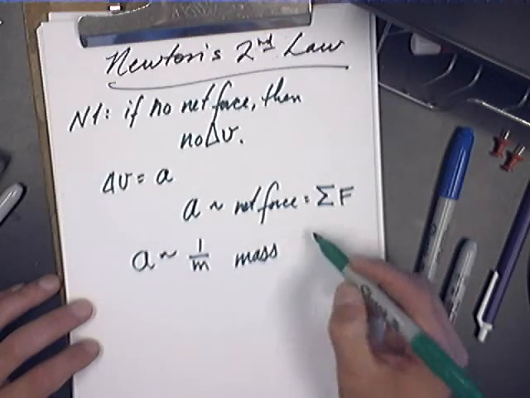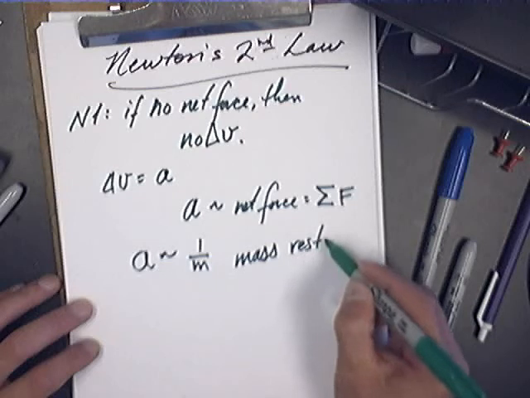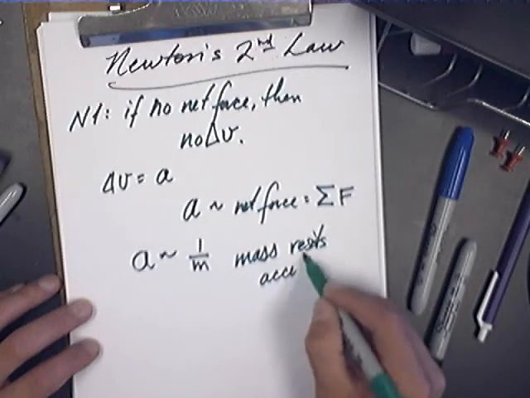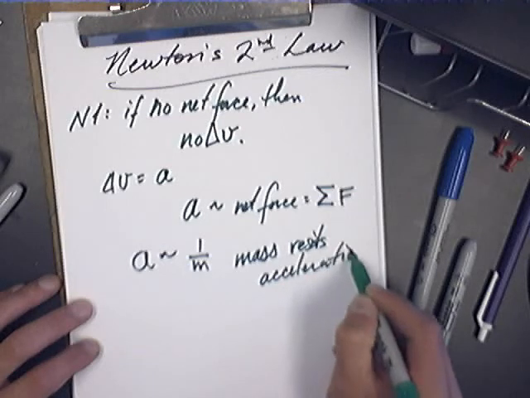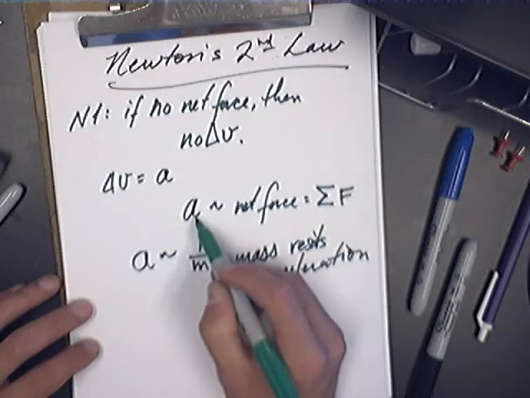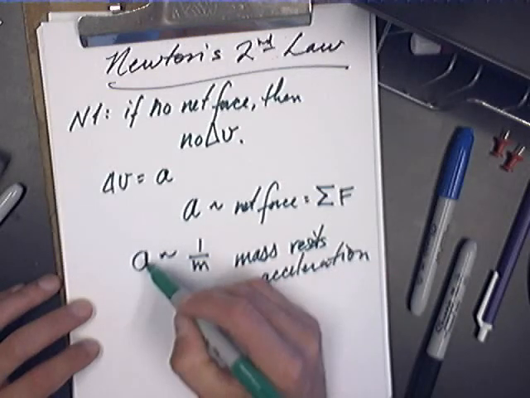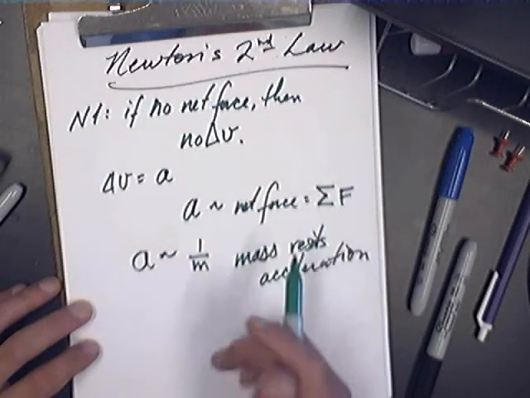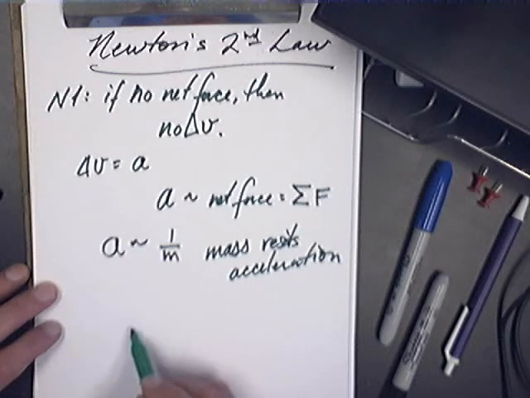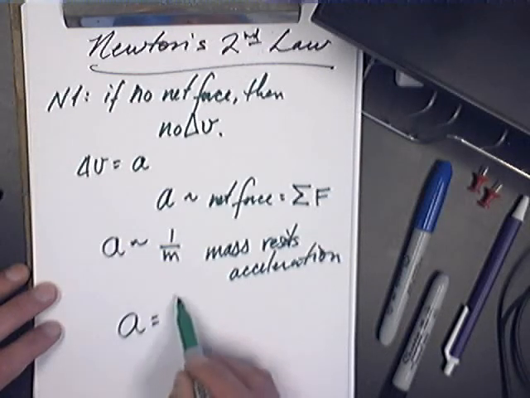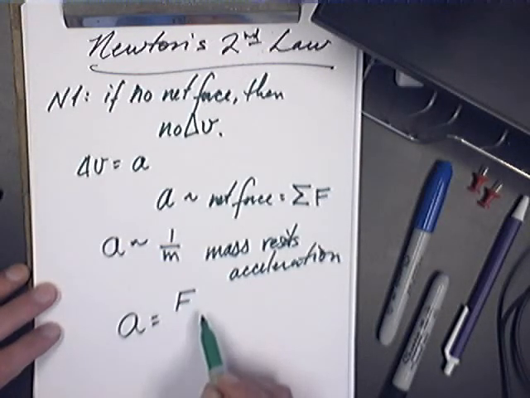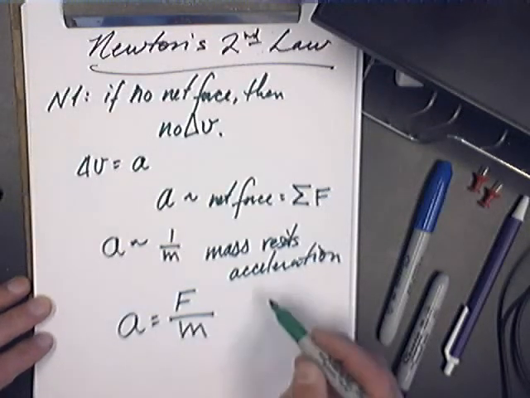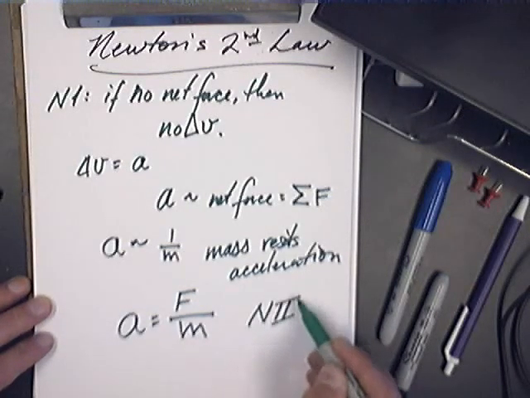Mass resists change to its state of motion. Resists acceleration. So if mass resists acceleration, but forces cause acceleration, we can put these two together and say that acceleration increases as the amount of force on it increases, but decreases as mass increases. So this is Newton's second law.